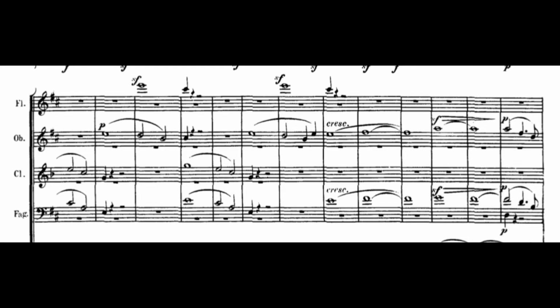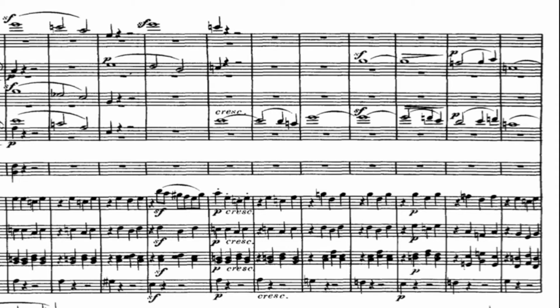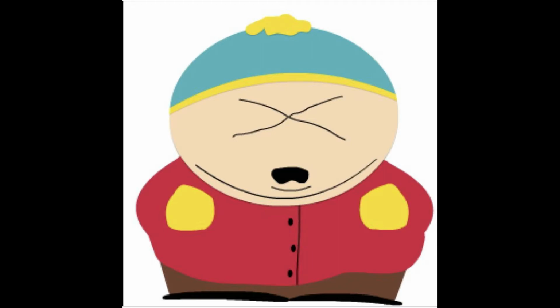This transition lasts for quite a while, and then we finally get to measure 52, where we're officially in the key of A major, and we do get theme 2. This theme is passed along between the clarinets and the oboes, and the bassoon comes out to play as well. We then get to measure 68, where we have the transition that's going to eventually take us to the closing theme. What? The transition at measure 68?